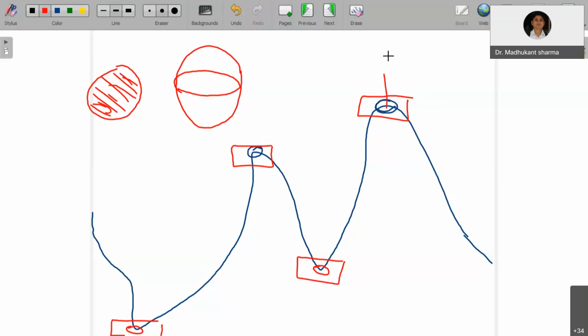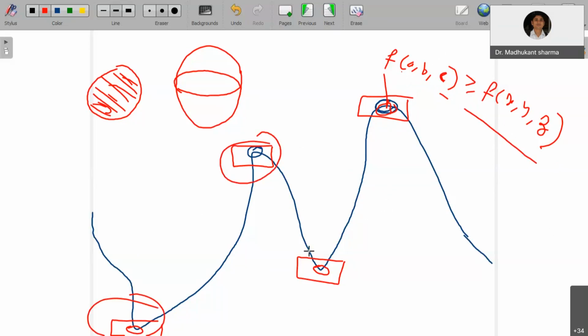You take a sphere, and f of, let's say, a comma b comma c, is a point on the sphere at its center, that should be greater than or equal to f of x comma y comma z. At the peak, for any sphere containing that point, you will find that f of a b c is greater than or equal to f of x comma y comma z. So it's local. Again I'm telling you locally, because here it is something different, and here is also something different. We're not talking globally, we're talking locally.